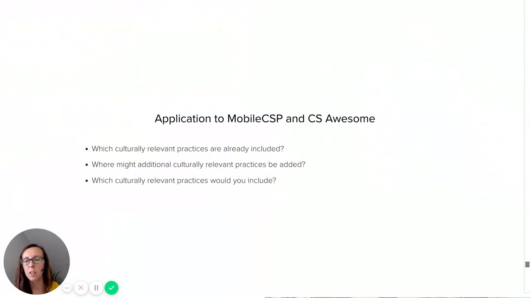So one last pause to reflect. So again, how might this apply to mobile CSP and CS Awesome? Where are culturally relevant practices already included? And where might there be some room for additional culturally relevant practices to be added? And then do you have some ideas? What would be a few culturally relevant practices that you could include?